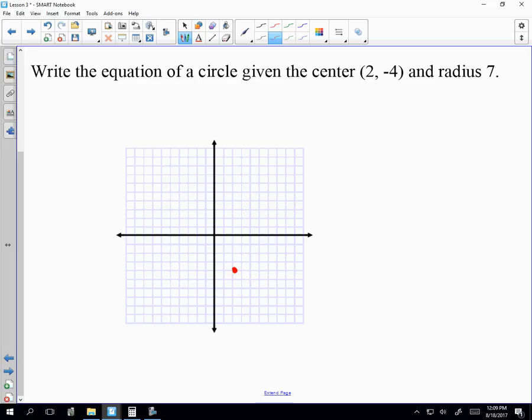So what I can do to show where the circle is going to be, I'm going to do some easy counts. 1, 2, 3, 4, 5, 6, 7. So I know that that's an outer edge. 1, 2, 3, 4, 5, 6, 7. That's an outer edge. And then I can go up 1, 2, 3, 4, 5, 6, 7, and down 1, 2, 3, 4, 5, 6, 7. And what we've done is we've created this circle, okay, radius 7, with a center at 2, negative 4.